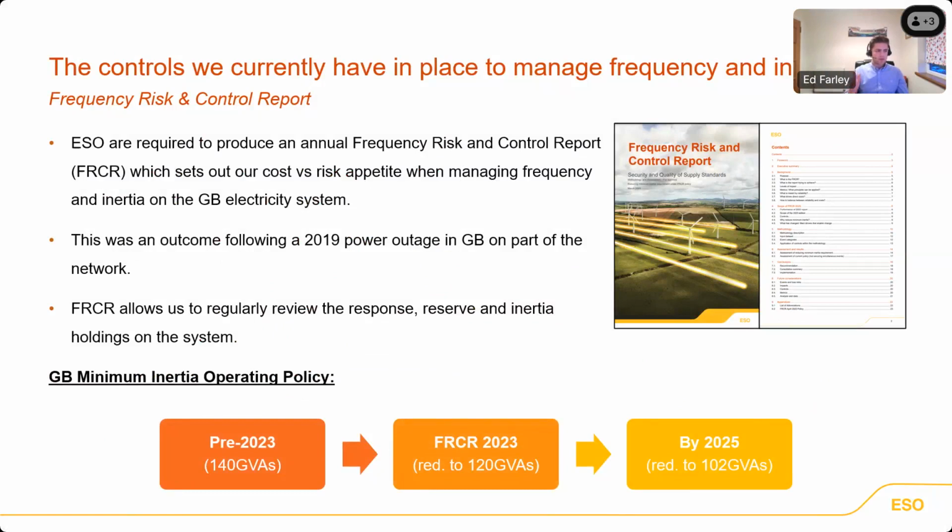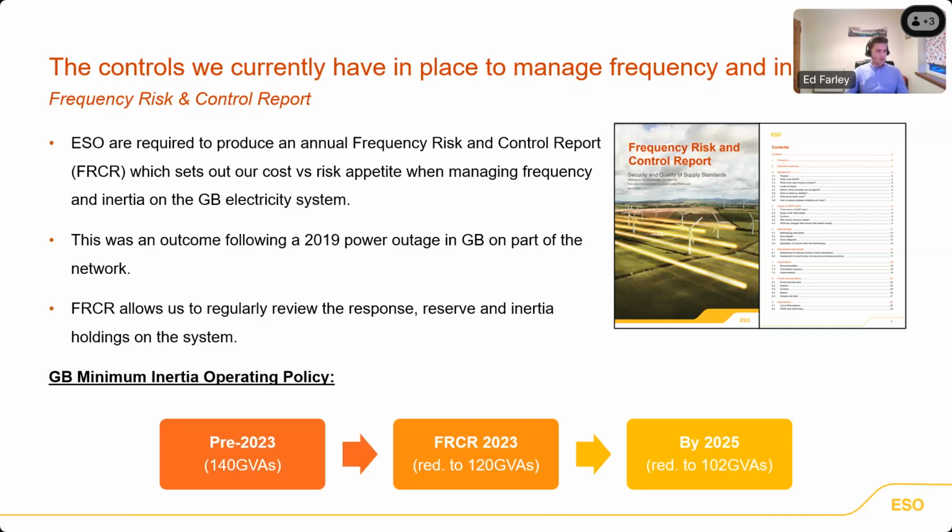So there's a little bit of context being provided about the state of play and how the system is evolving. I wanted to share a little bit about how here at National Grid ESO we have implemented controls and policy reform in the last few years, as well as new ancillary services products to help us manage frequency and to manage inertia.